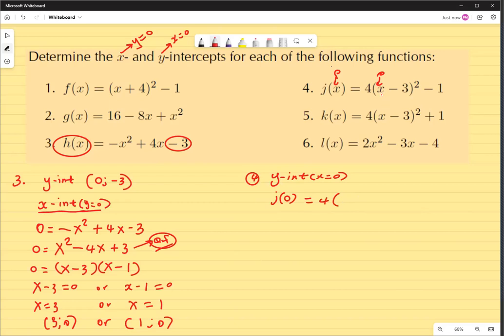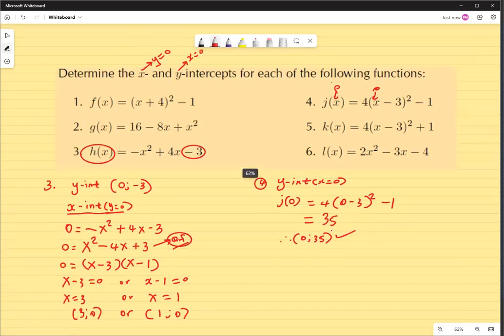And then I'm inputting 0 there, 0 minus 3 squared minus 1, which becomes, let's see, this becomes 9. 9 times 4 is 36. And then 36 minus 1 is 35. And this means if x is 0, the output is 35. And that's your y-intercept. Okay, now we're going to do the x-intercept.